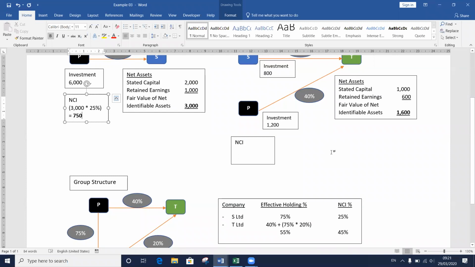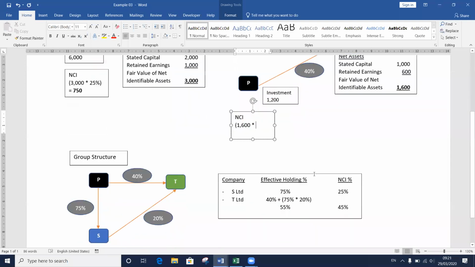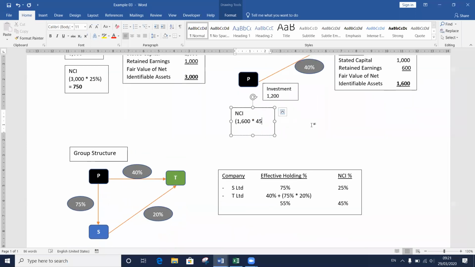In terms of T, what should be the NCI value? Acquire karaganna dawase fair value of net identifiable assets of T Limited is 1,600. That we need to multiply by what? 45%. Right? 1,600 into 45%. It should be 720.